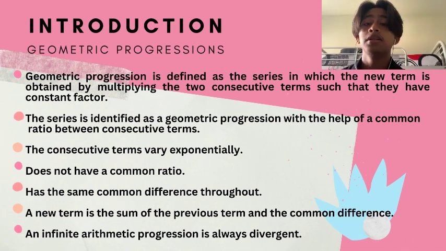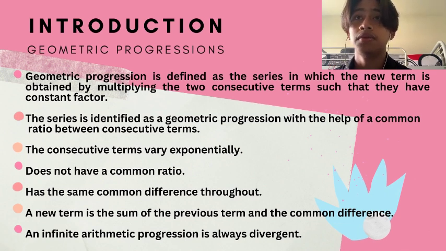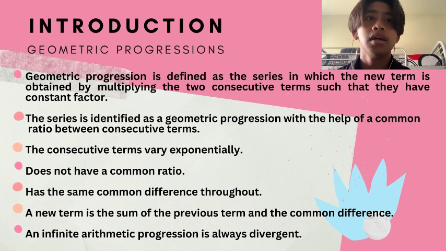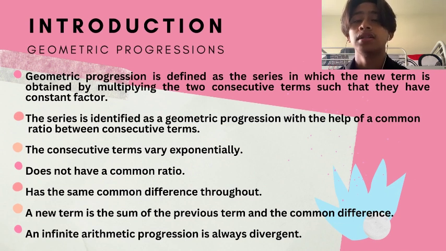Geometric progression. Geometric progression is different from arithmetic progression. Geometric progression is defined as the series in which the new term is obtained by multiplying the previous term by a constant factor. This series is identified as a geometric progression with the help of a common ratio between consecutive terms.